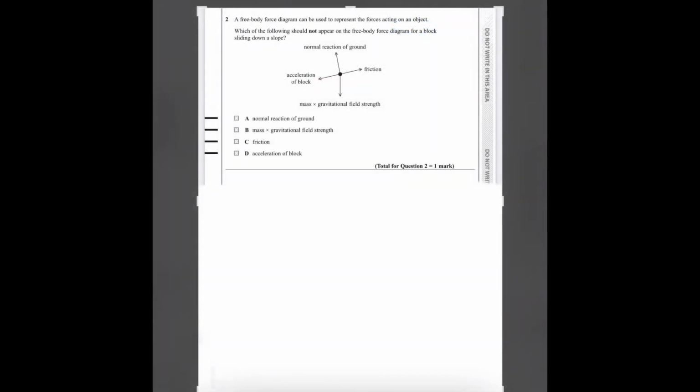Number 2. A free body force diagram can be used to represent the forces acting on an object. The diagram should only have forces, nothing else. Which of the following should not appear on the free body force diagram for a block sliding down a slope? So basically the scenario is something like this. This is a slope, and we have a box on top of it.